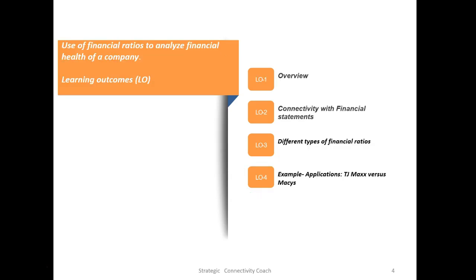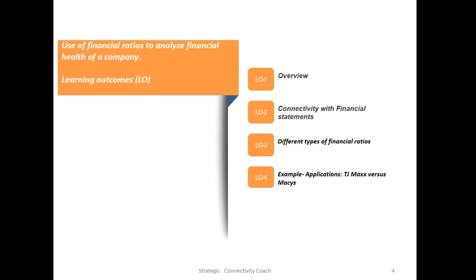So the learning outcomes for this module are that I'll start with an overview of what financial ratios are and why they're important. As financial ratios are there to assess how effective the management team is in managing the company, they are obviously connected to the financial statements, so I'll share with you the connectivity of that. Because if you really think about it, for every business strategy, the success of the strategy is measured by how effective the financial results are in the future. The financial results are the byproduct or the output of a good strategy well executed.